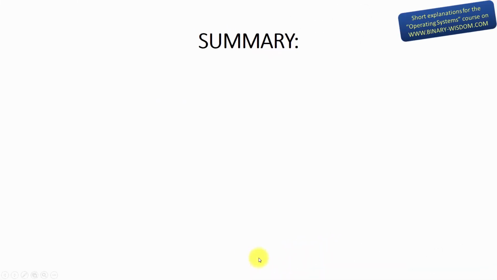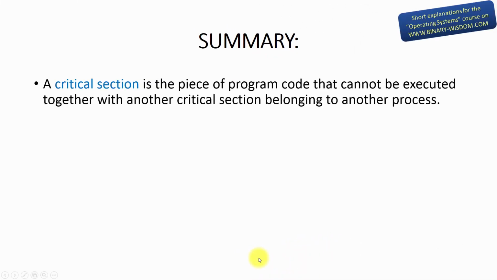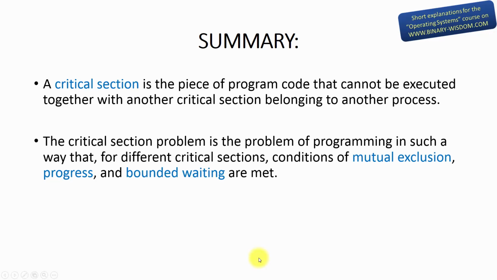Let's summarize. A critical section is the piece of program code that cannot be executed together with another critical section belonging to another process. The critical section problem is the problem of programming in such a way that, for different critical sections, conditions of mutual exclusion, progress, and bounded waiting are met.